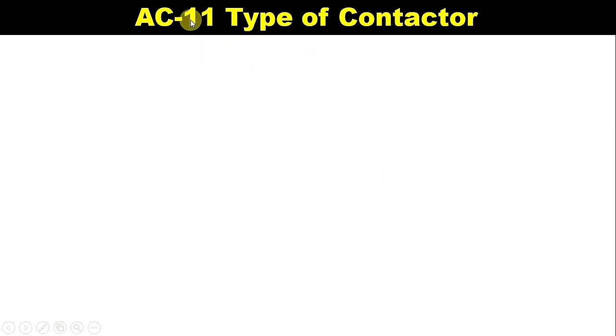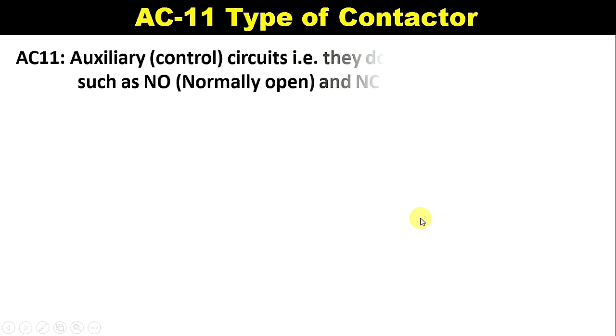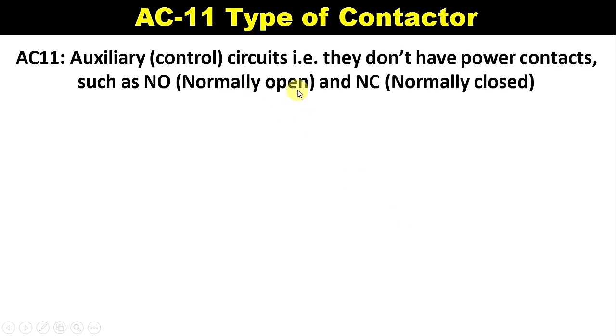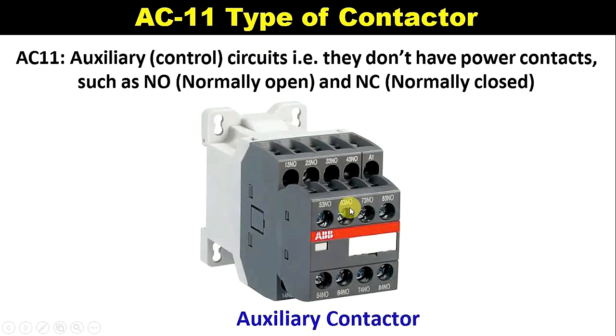After this, the AC11 type of contactor is an auxiliary contactor, that is, we use NO-NC contacts. If we want to change these, then there we use the AC11 type of contactor. Here you can see I have an auxiliary contactor. In this contactor, only NO and NC terminals are there. If you want to change only NO-NC contacts, then there you will use the AC11 type of contactor. Always remember, with the AC11 type of contactor we cannot connect a power contact, that is, a contact in which high current flows. We can only let minimum current flow through this.